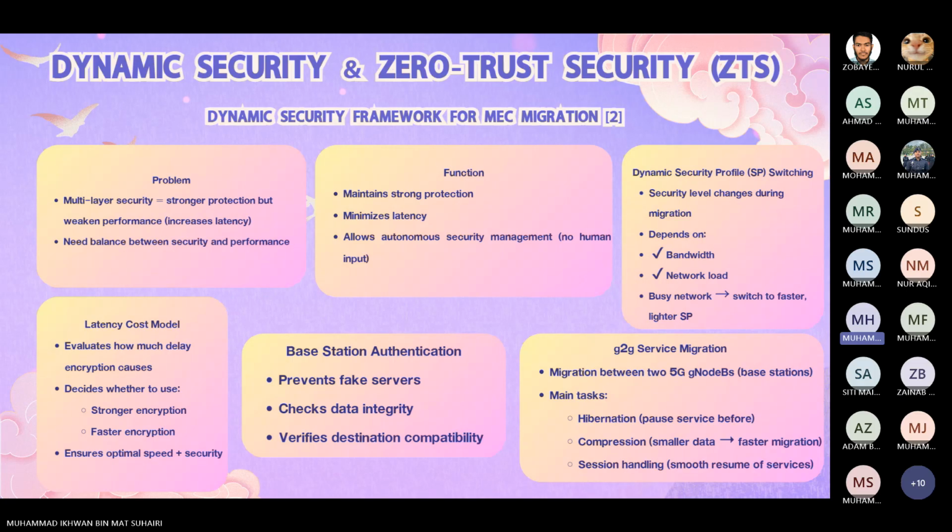Next is G2G service migration. The framework supports secure service migration between 5G gNodeB base stations through the G2G channel. Before migration, the service is put into hibernation and the data is compressed, and session handling ensures that everything resumes smoothly after migration. This makes the system more reliable and responsive.